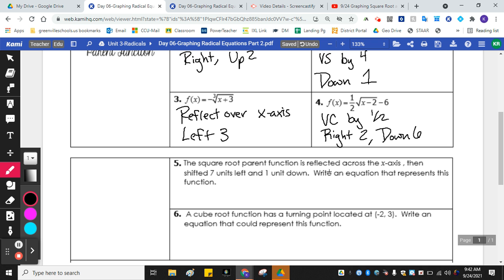Square root parent function reflected over the x-axis, that's negative. Then shifted left 7, that's H, and down 1, that's K. So it's a square root. Always have your x in there. Left 7 is plus 7, and down 1 is minus 1. Make sure you're outside the radical. Sometimes I put a little tail on that, just so I emphasize the negative one's outside, the 7's on the inside.